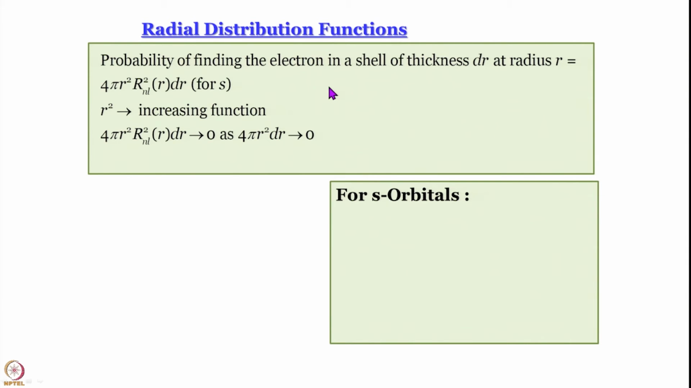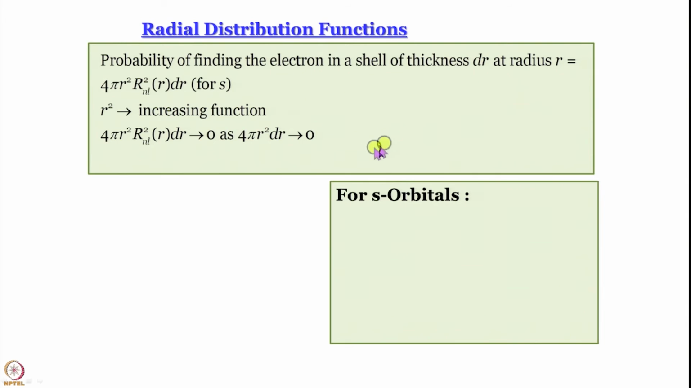So, what we are saying is that let us consider a shell of uniform thickness dr at different values of r. 4 pi r square into capital R square into dr, dr is a constant. So, this is for s orbital. For others this 4 pi will not come. r square is of course a parabolic increasing function in r, and what about this capital R? Capital R for s orbital is maximum at r equal to 0, then it becomes 0 asymptotically.